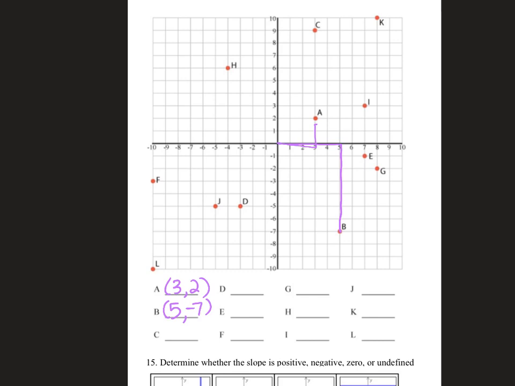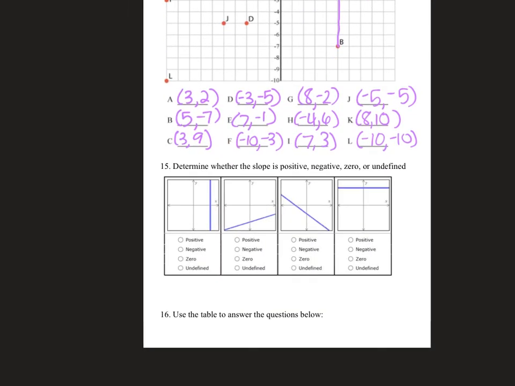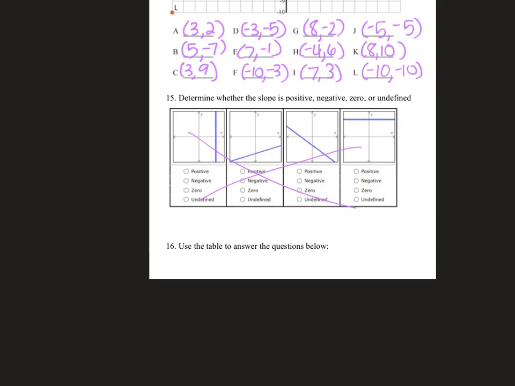So the rest of them are as follows. 3, 9; -3, -5; 7, -1. For F, we got -10, -3. G is 8, -2. H is -4, 6. I is 7, 3. J is -5, -5. K is 8, 10. And L is -10, -10. Remember, left or right, then up or down. Skip problem 15. Problem 16, use the table to answer the questions below.